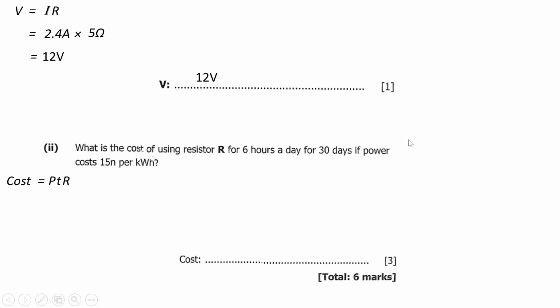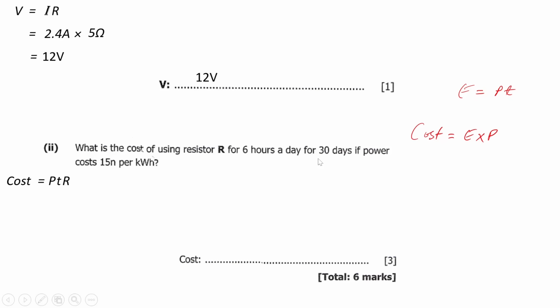If you want, you can also say cost is equal to energy times rate, because energy is equal to power times time. However, I had to use direct there. So cost is equal to power times time times rate. So rate is cost per unit. Like here, cost is 15 ngwe per kilowatt hour. So this is a rate.